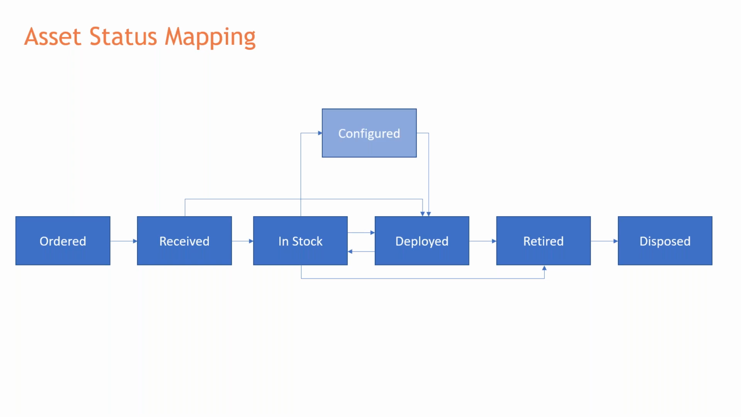But as we talked about, in the real world, things get a little bit messier. You may have a configured state. You may draw a distinction between in stock and configured. In stock just means it's on the shelf, it's ready to be used, but it's not actually ready to go out to a user yet. Once it's been built and cleaned and tested, whatever your process is going to be, got the asset sticker on it, then it's configured. Now it's ready to go, and then it can go on to deployed.